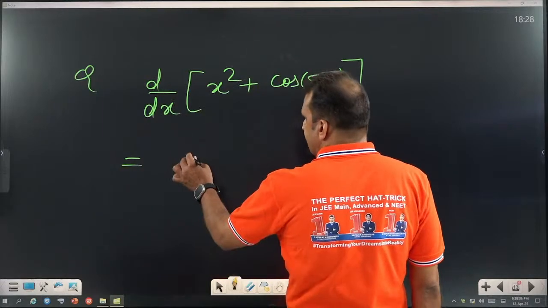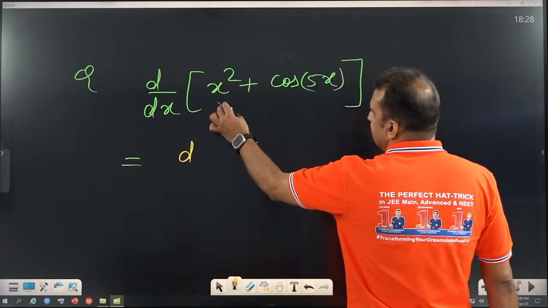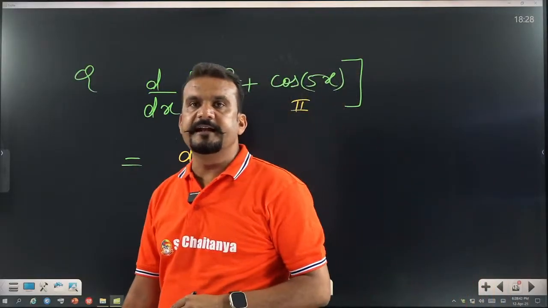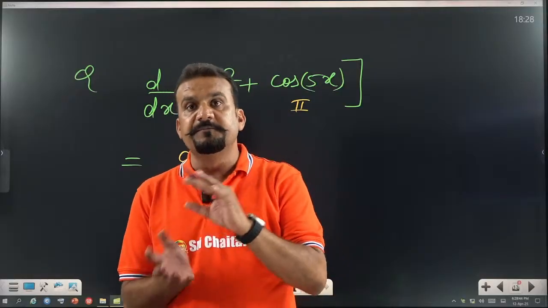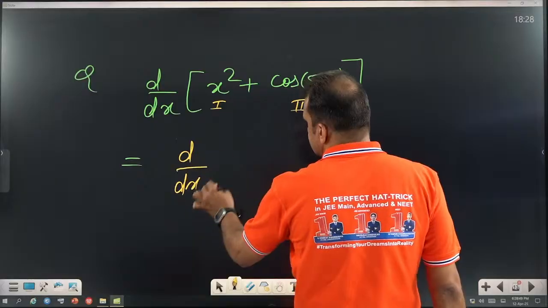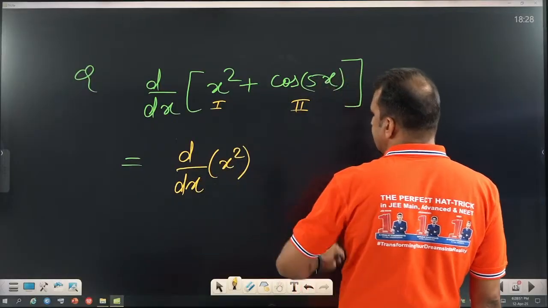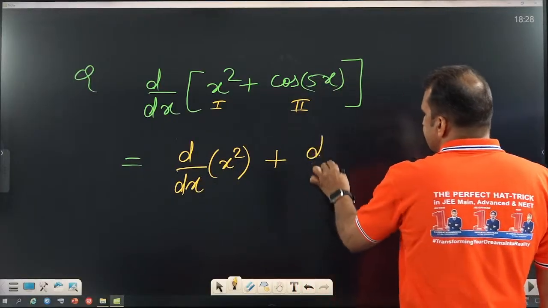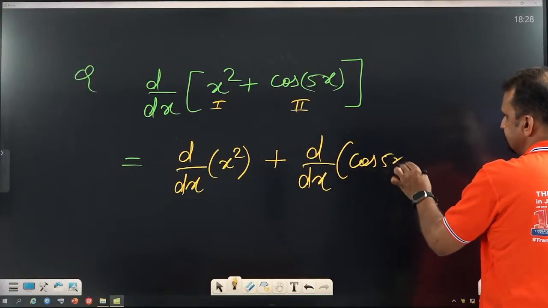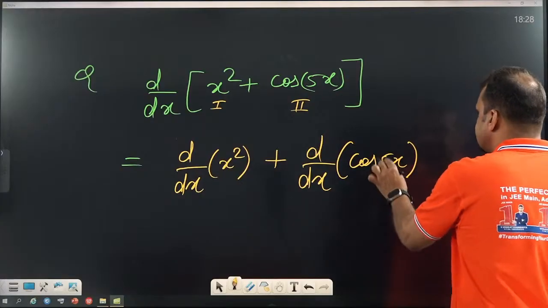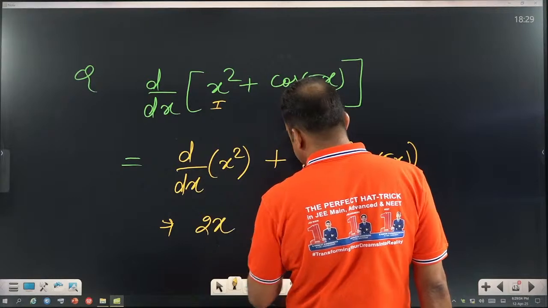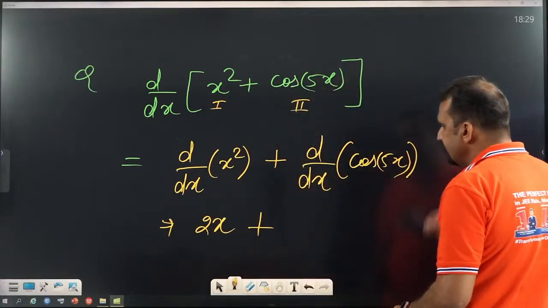Then in this case, there are two functions, this is the first one, this is the second one, both in addition form. Whenever in addition form, we can differentiate separately. First, d over dx, differentiation of x square. Then after, d over dx, differentiation of cos 5x. Now differentiate it. Differentiation of x square is going to be 2x plus. Now differentiation of cos 5x.